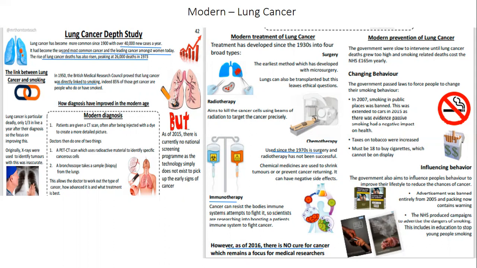The government also found ways to influence people's behaviour. So, for example, advertisement was banned entirely from 2005, and packaging now contains warnings. And the NHS produced campaigns to advertise the dangers of smoking, including education within schools to stop young people from smoking at all.